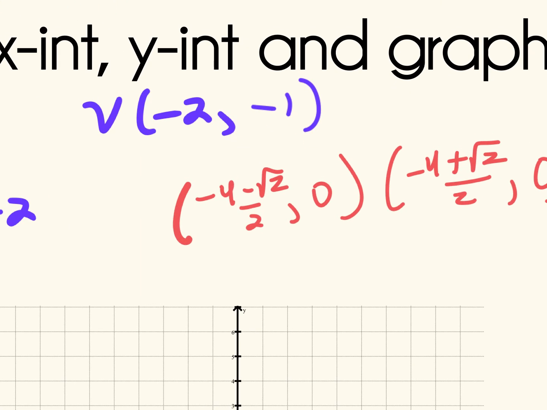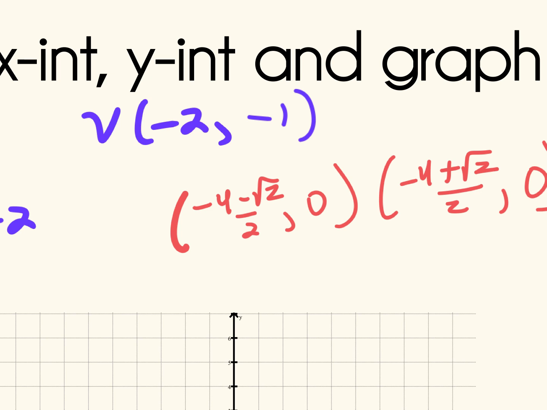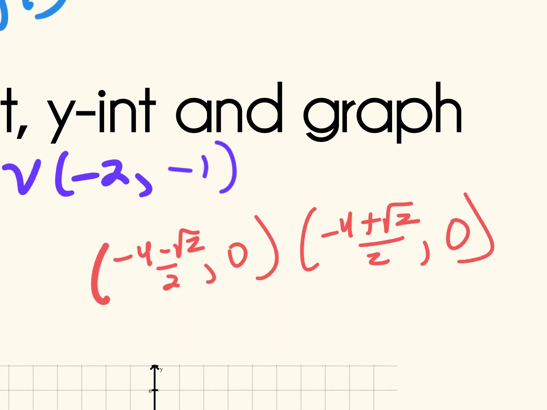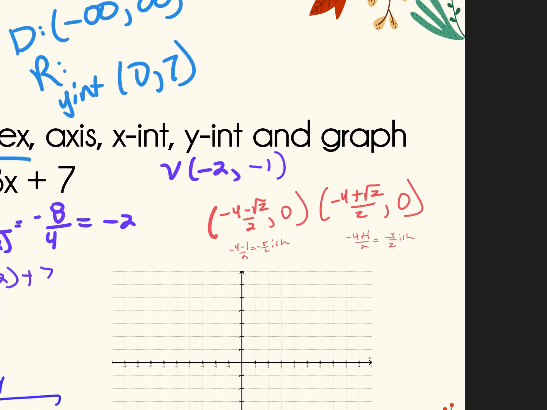So if you want to think about it, the square root of 2 is close to the square root of 1. So you could kind of think of this as negative 4 minus 1 divided by 2, which would be negative 5 over 2-ish. And here would be negative 4 plus the square root of 2, so plus 1 divided by 2. So it'd be negative 3 over 2-ish. Just gives you an approximation about where that would be.